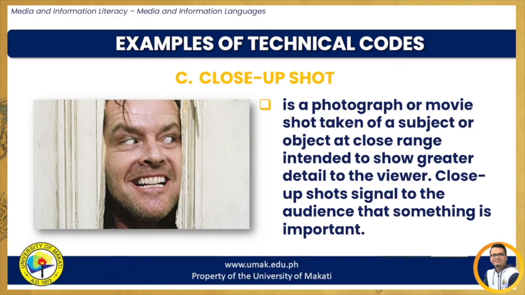Close-up shot. A close-up shot is a photograph or movie shot taken of a subject or object at close range intended to show greater detail to the viewer. Close-up shots signal to the audience that something is important, and this can be a prop or reaction. But often, it is best when the subject or object has a significant influence on the story and the viewer's understanding of the story. In this close-up shot, we see the "Here's Johnny" scene from the movie The Shining, in which Jack Nicholson peers through a hole in a door he has just created with an axe.